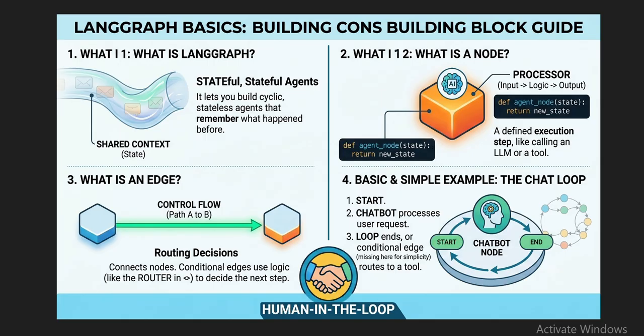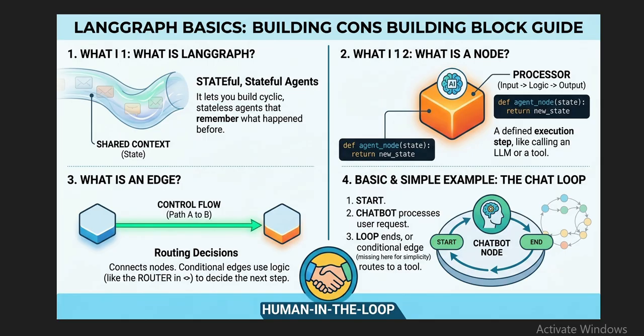So in the graph there are nodes. A node is nothing but a service, with the actual logic inside. It may be calling an LLM or a database, and it defines the execution steps. Then what is an edge?